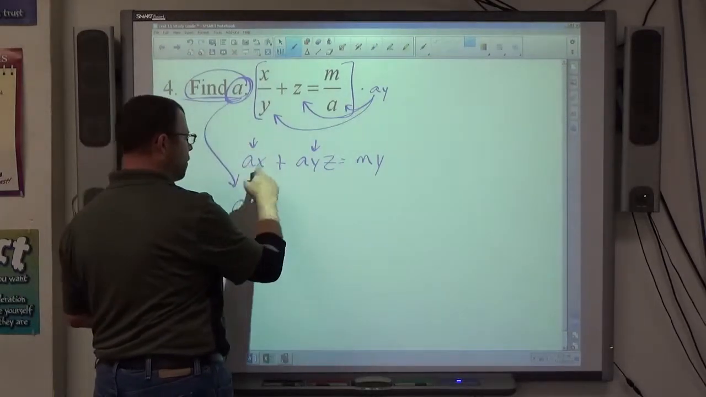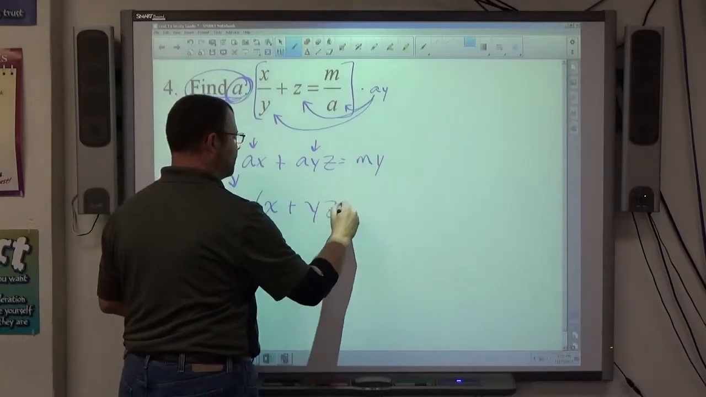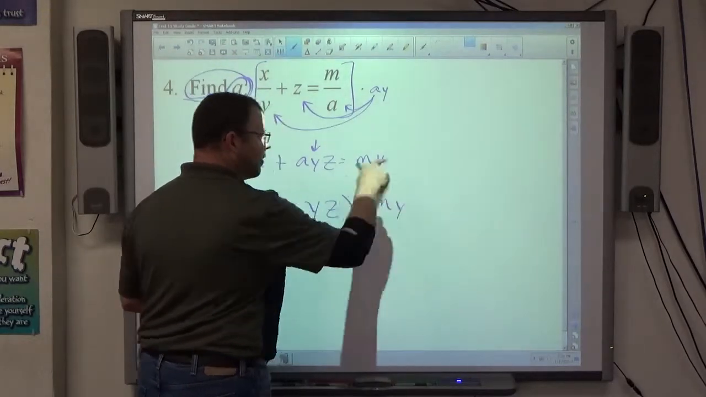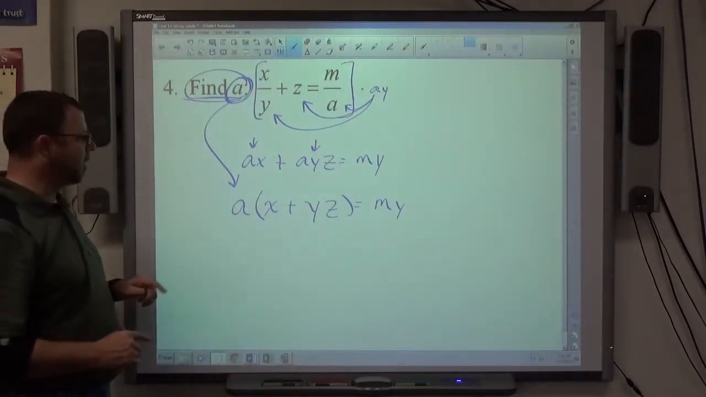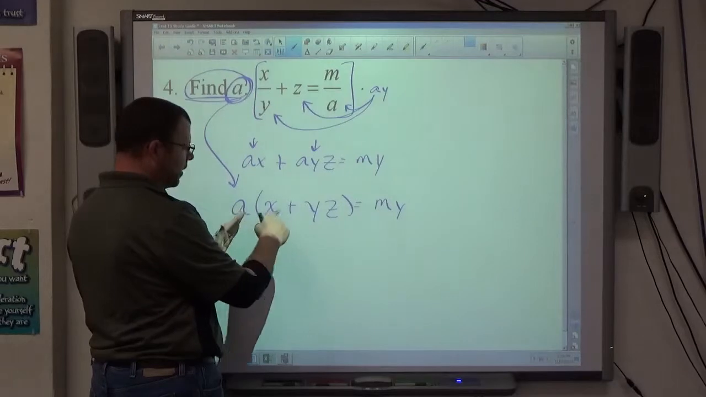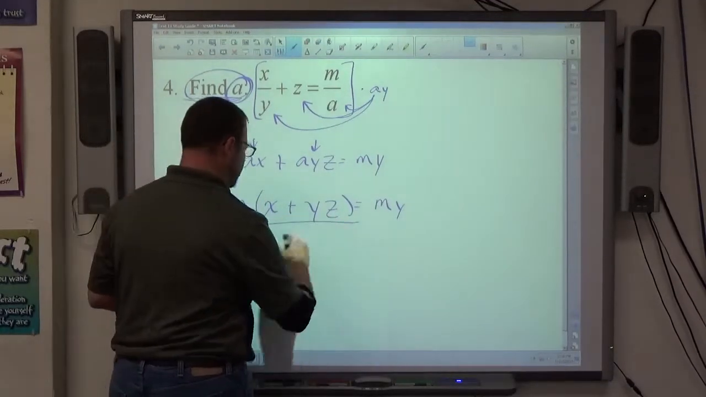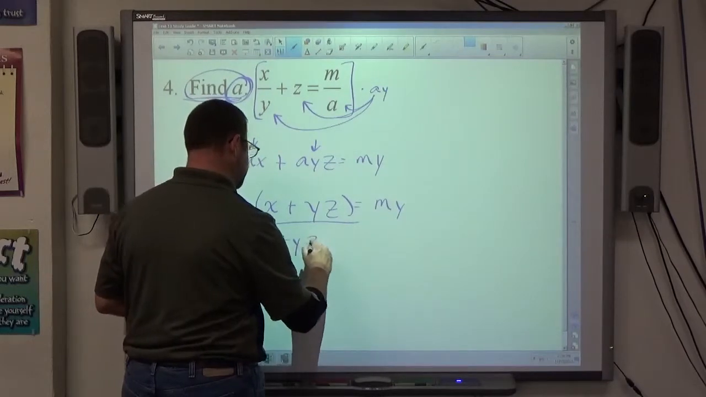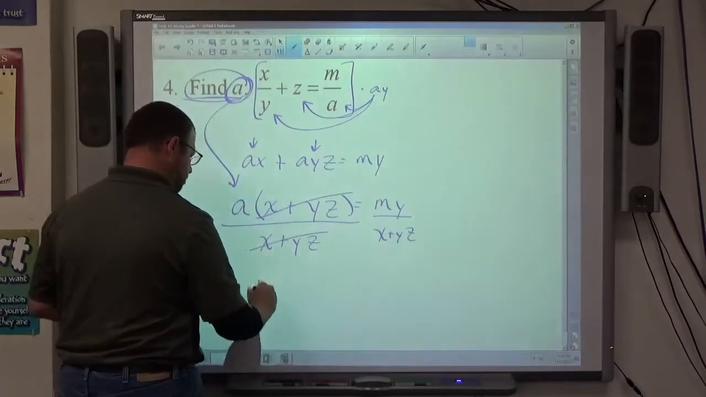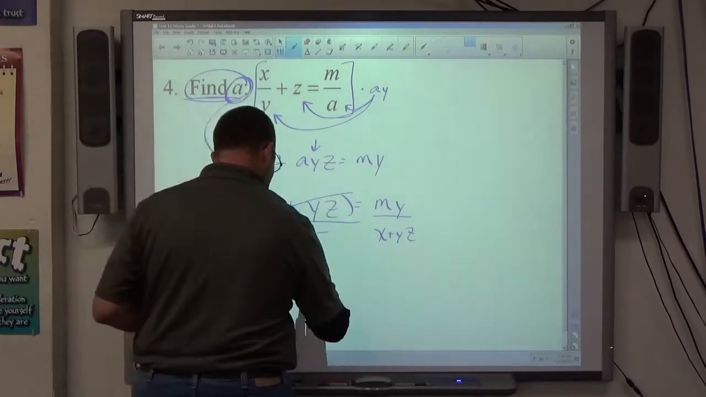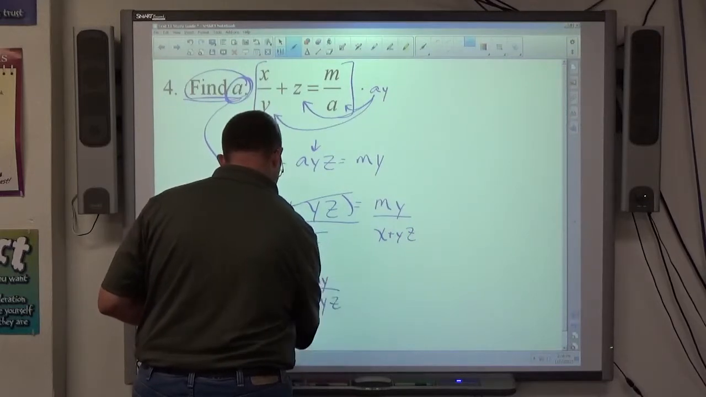And then whatever's left over, if I take A out, I'm going to be left with X. Take A out of this, I'm left with YZ. Nothing happens to the side not containing the letter. And then if A times X plus YZ equals MY, anytime I have what I'm looking for times something equals something, I divide by the something being multiplied by what I'm looking for. So divide by X plus YZ here, divide by X plus YZ here. Those cancel, leaving me with A equals MY over X plus YZ, which is the answer.